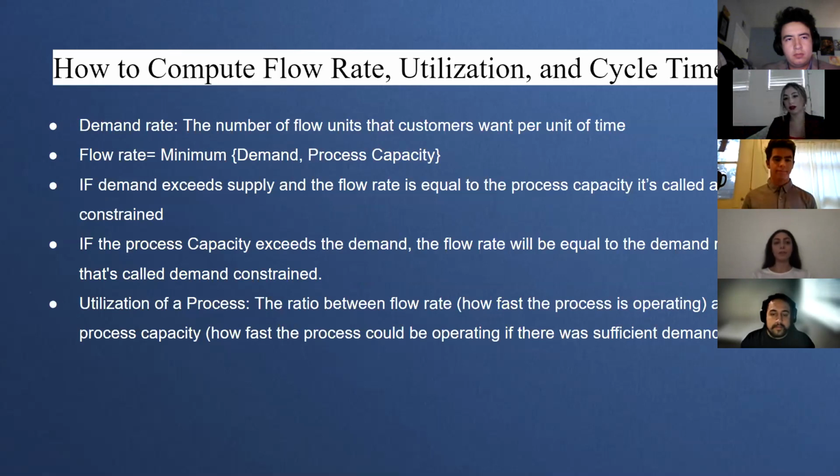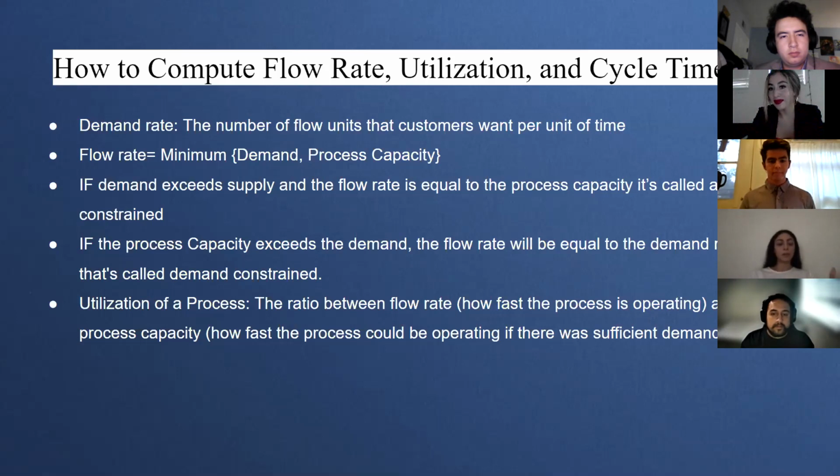On this slide, we're going to talk about how to compute flow rate, utilization, and cycle time. As you can see, it says the demand rate is the number of flow units that customers want per unit of time. And how to compute flow rate: flow rate equals the minimum of demand and process capacity. If demand exceeds supply and the flow rate is equal to the process's capacity, it's called capacity constrained. We're going to go to the next bullet point. If the process capacity exceeds the demand, the flow rate will be equal to the demand rate, and that's called demand constrained.